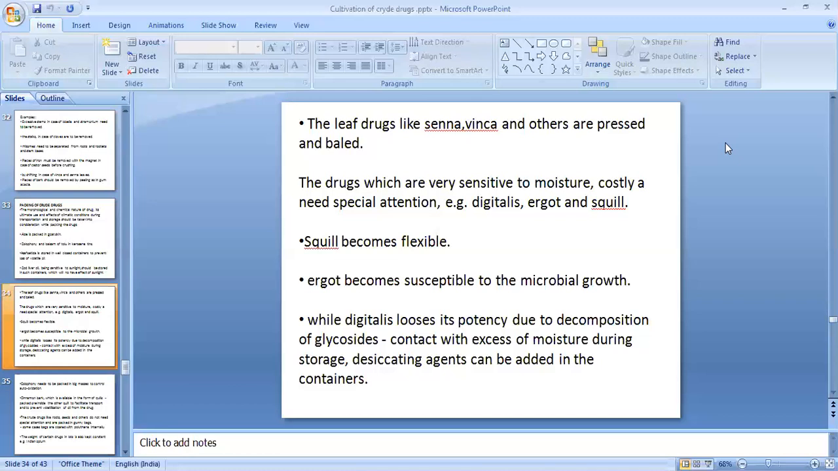In case of digitalis, what happens? The enzyme present in digitalis, that is digipurpidase, gets activated and it decomposes the chemical nature of the compounds. So to prevent all these things, the drugs can be stored along with desiccating agents.